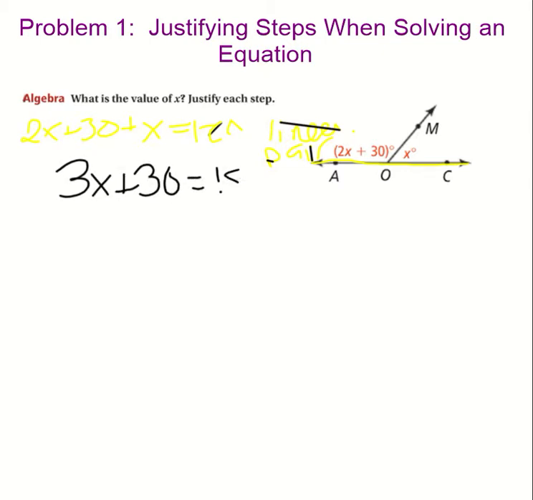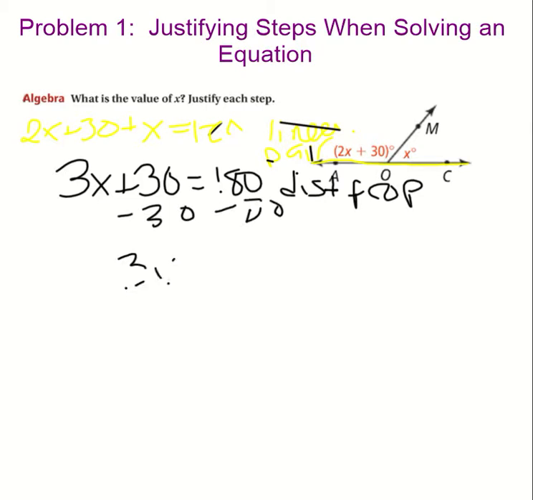equals 180, and that was the distributive property. Okay, and now I can use my subtraction property to subtract 30 from both sides, and I get 3x equals, there we go, 150, and that was by the subtraction property.